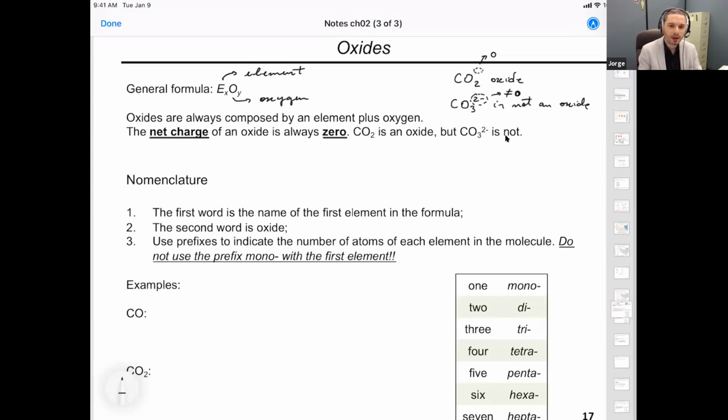How do we name those compounds? Very simple. First step, the first word is the name of the first element in the formula. Second step, the second word is oxide. And third step, use prefixes to indicate the number of atoms of each element in the molecule. Attention here, do not use the prefix mono with the first element.